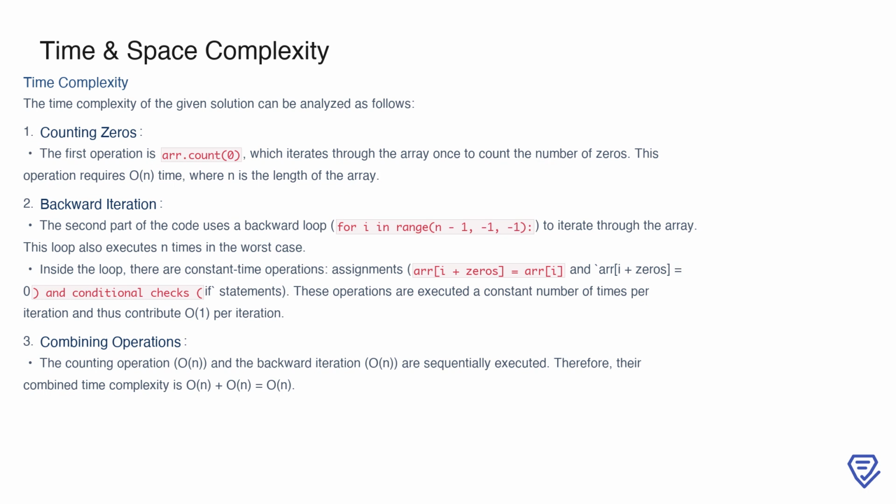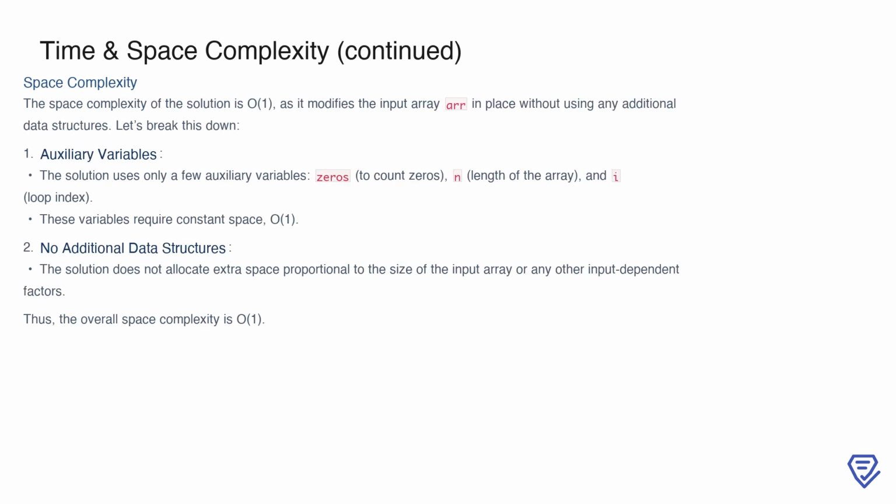Within each iteration, there are constant time operations like assignments and conditional checks, which contribute O(1) to each iteration. Since these operations are executed sequentially, we combine their complexities. The counting step contributes O(n), and the backward iteration adds another O(n), giving a total time complexity of O(n) plus O(n) equals O(n). Now, let's look at the space complexity of this solution.